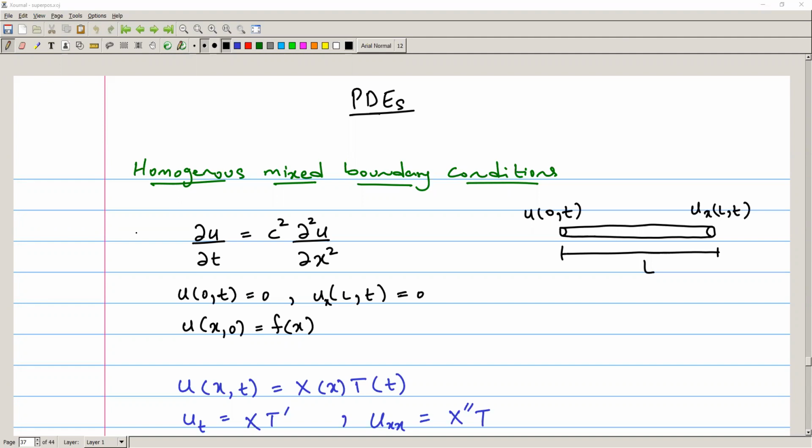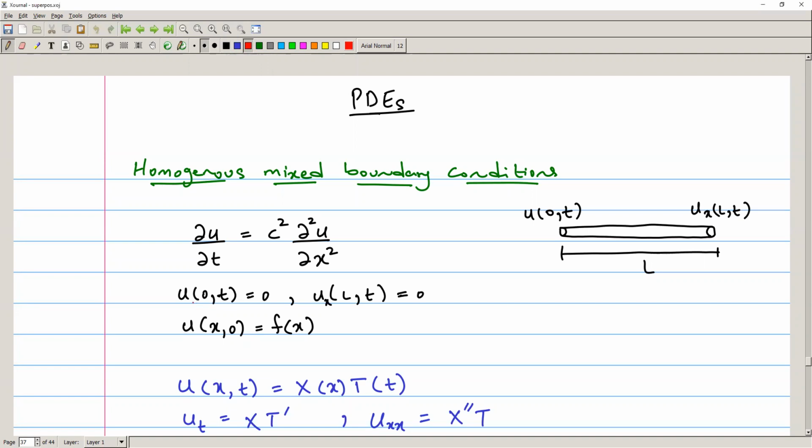In the previous classes, we discussed the homogeneous and non-homogeneous Dirichlet and Neumann boundary conditions. In this lesson, we are going to discuss the mixed boundary conditions. As we said earlier, this is a combination of Dirichlet and Neumann boundary conditions, right? First we will talk about the homogeneous mixed boundary conditions.